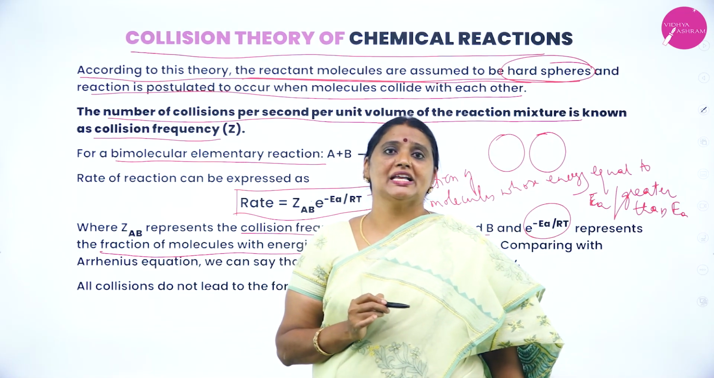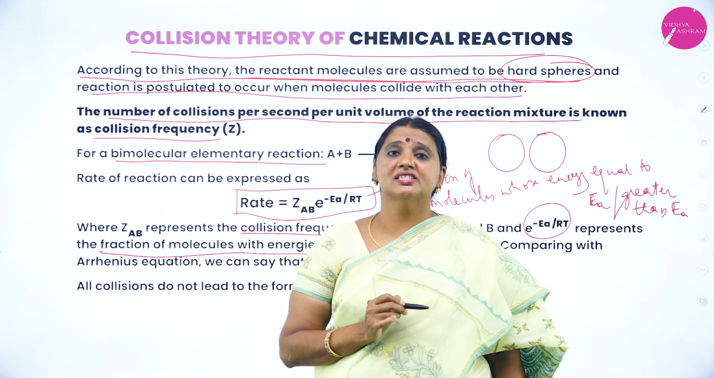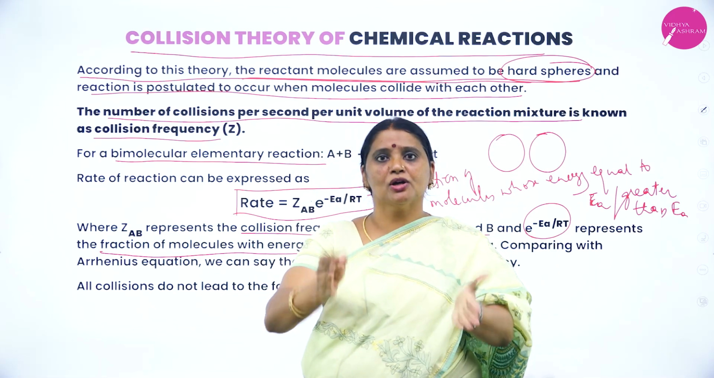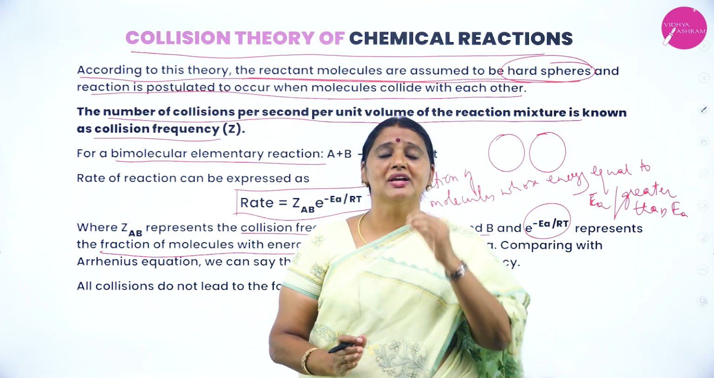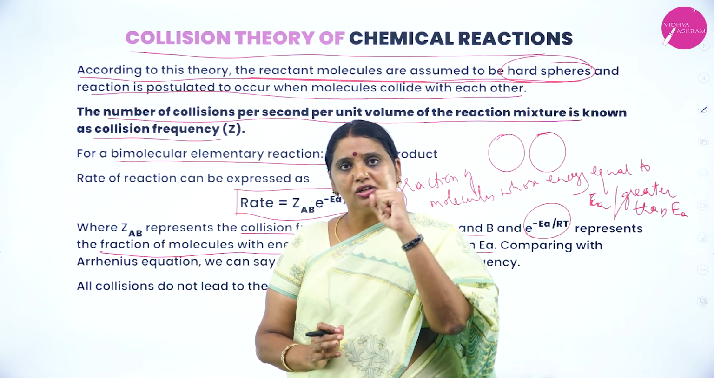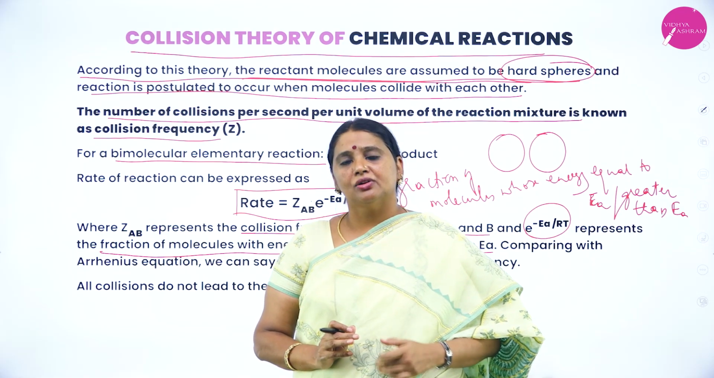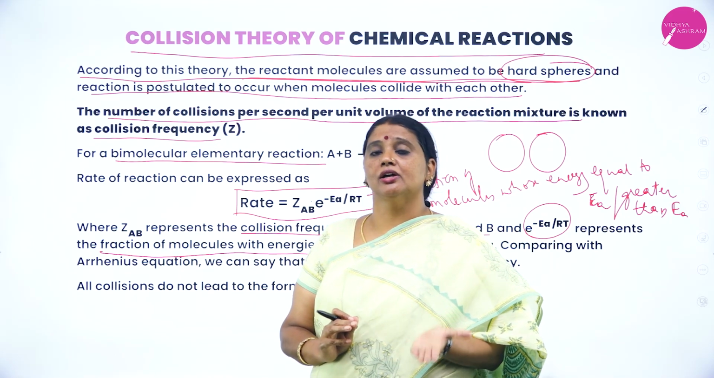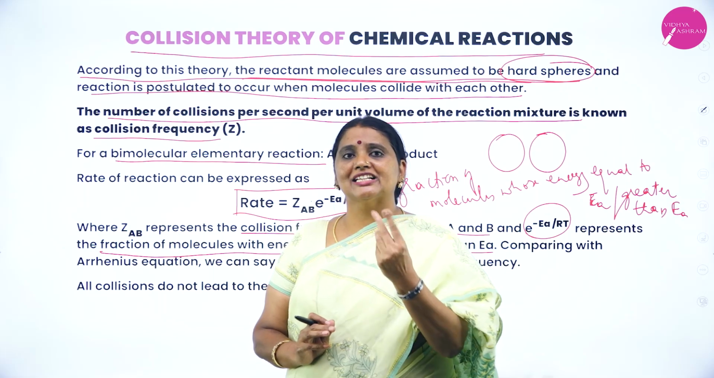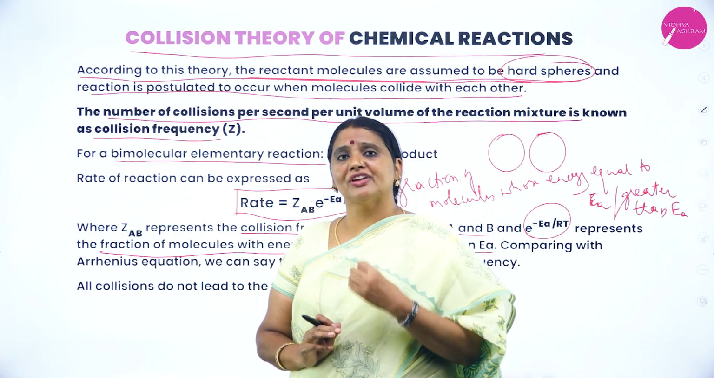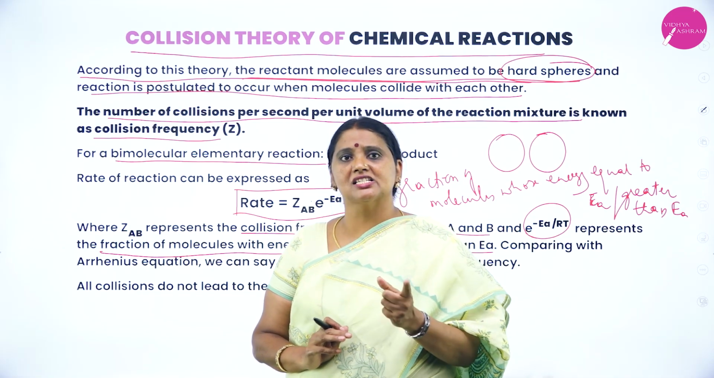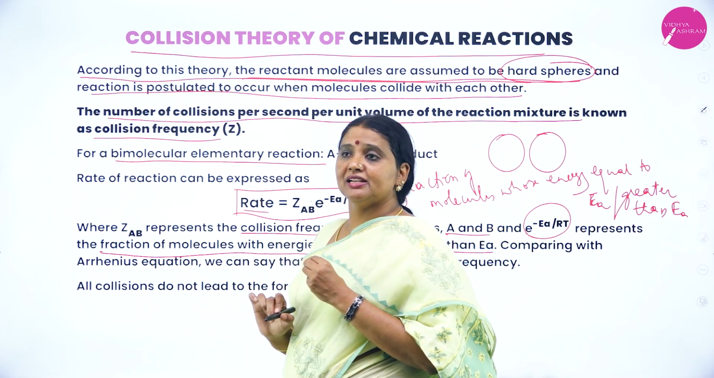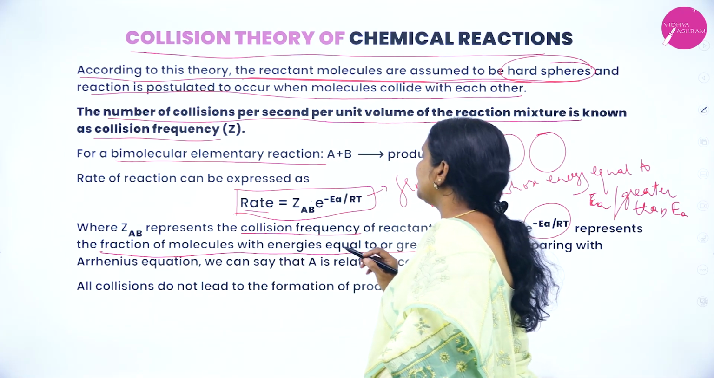Therefore, according to this theory, the reactant molecules are considered as hard spheres. They must undergo effective collision. How many collisions are possible per unit time in unit volume? That is called the collision frequency, denoted by the notation Z, as well as the rate of a bimolecular elementary reaction. Bimolecular means two reacting species are involved. Elementary means the reaction takes place in a single step. For that, rate is equal to ZAB into e to the power of minus EA by RT.